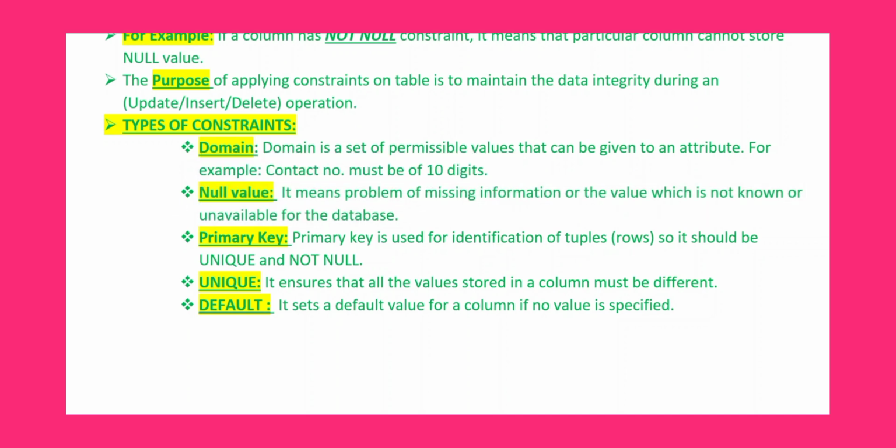Now we will come to the third point, that is primary key constraint. This is a very important type of constraint. First we need to know the meaning of primary key. Primary key is used for identification of tuples. In database terminology, tuples means rows. So it should be unique and not null. This is a very simple definition of primary key: it is used for identification of tuples or rows in a table. So it should be unique and not null.